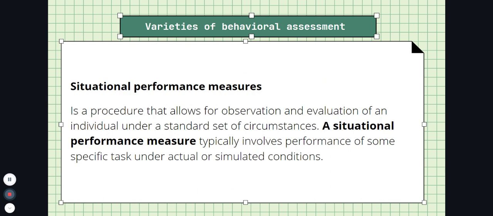It's a procedure that allows for observation and evaluation of an individual under a standard set of circumstances. A situational performance measure typically involves performance of some specific task under actual or simulated conditions. So say for example, you are applying for a part-time clerical job, and you are required to take a word processing test.